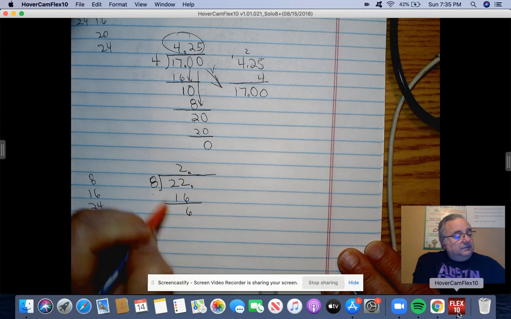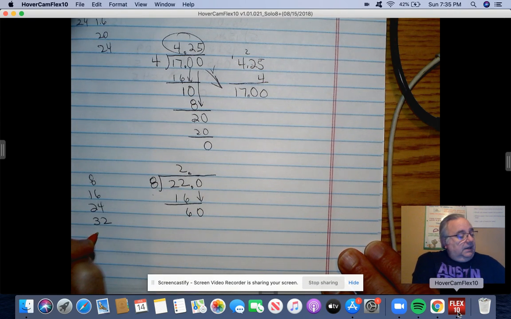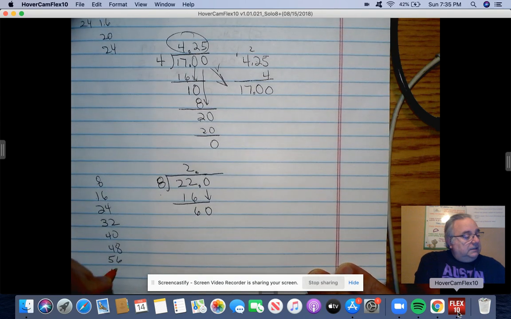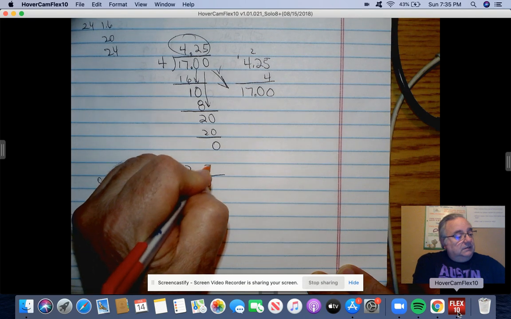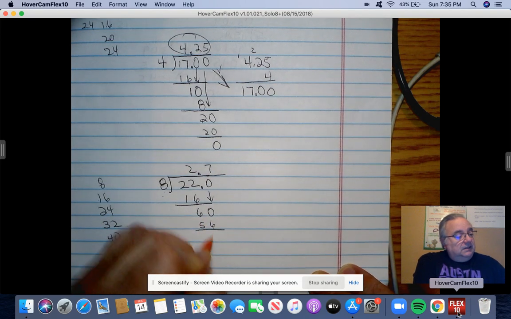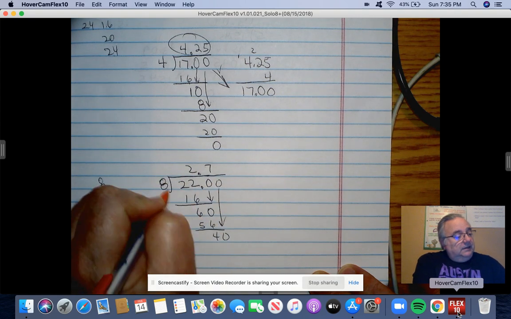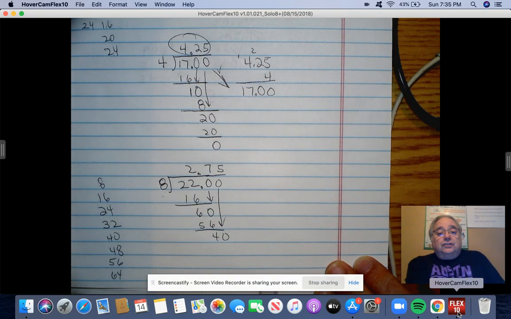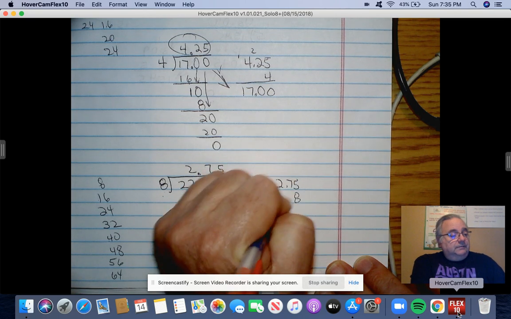8 does not go into 6, but it can go into 60. And let's see, that's 40, 48, 56, and then 8 times 8 is 64. So 8 times 7 gives me 56, gives me 4. Bring this down. I can then find out that it's 5. So I get the answer 2 and 75 hundredths.